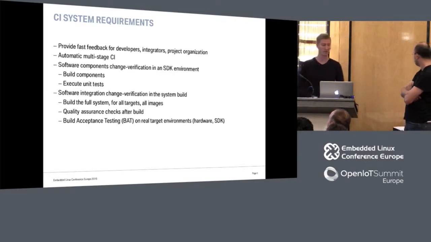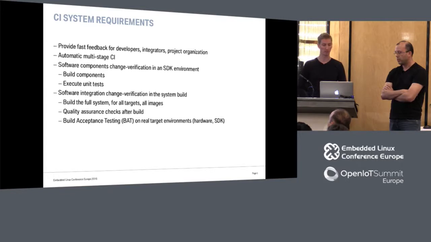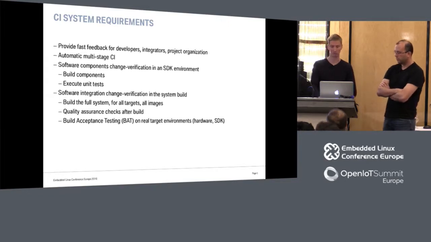The requirements for our CI system are basically to provide fast feedback for developers, integrators, and project organization. Multi-stage CI is the implementation, where the first phase is a software component change verification inside an SDK environment. We build the software components in the SDK and execute all the unit tests that are available. In the software integration for the whole system, we then do CI builds for the full system, for all targets, for all images, and then have some quality assurance checks around that, and then do actual on-target testing with the provided images, and then provide results to the CI system.